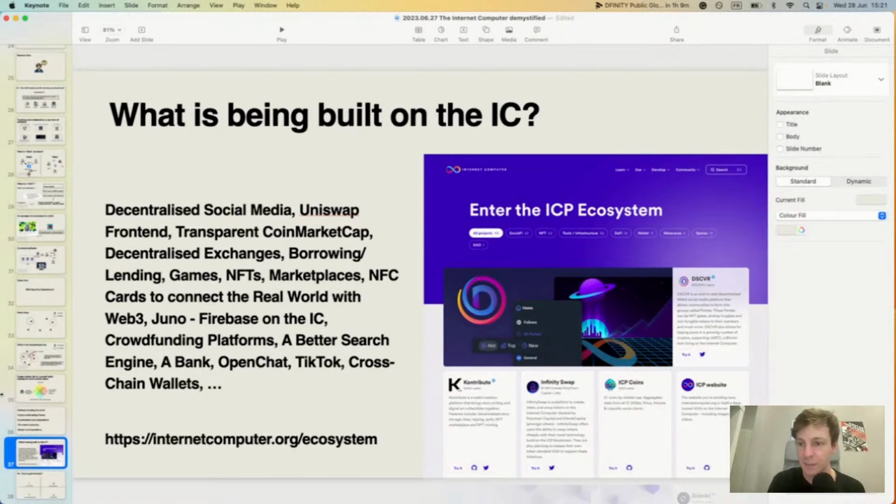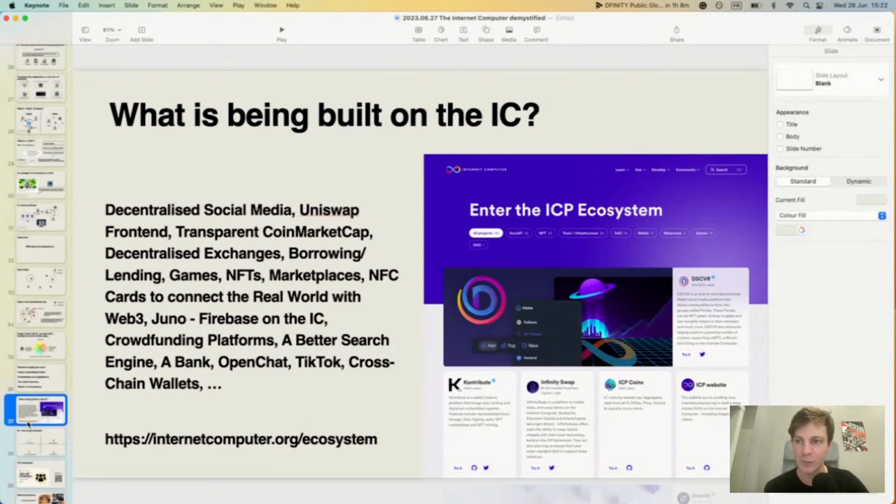It means marketplaces for NFTs. It means OpenChat, as we've seen, multi-chain wallets, and all sorts of exciting projects. So if you go to internetcomputer.org/ecosystem, you can see what is being built on the IC. And there is not one project that is similar to the other. And I'm pretty sure that in the next few months, we'll see more and more new projects.